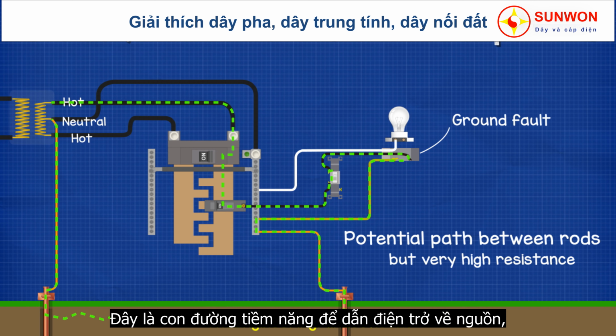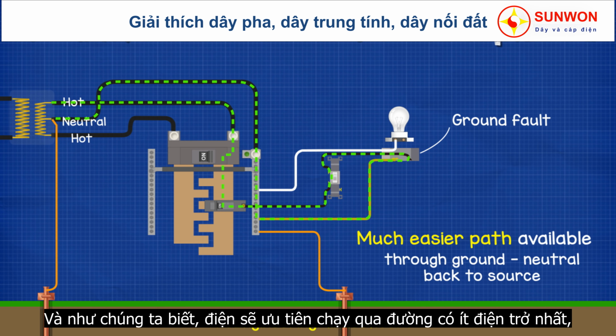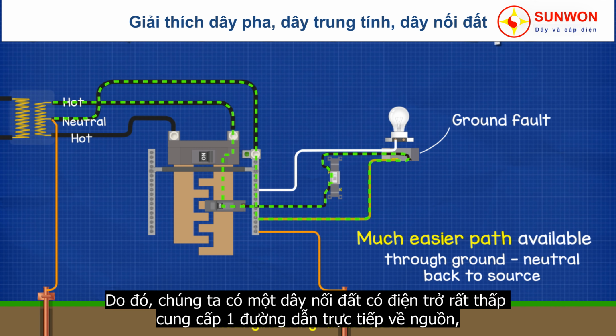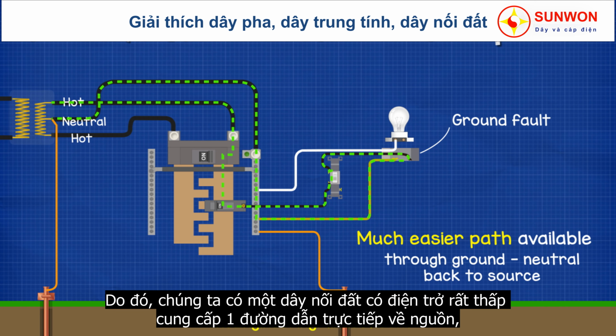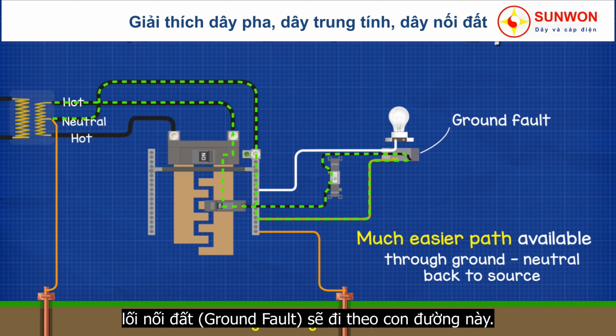But this path will have a very high resistance or impedance. And as we know, electricity will take preference over the path with the least resistance. So as we already have a very low resistance ground wire, which provides a path directly back to the source, the ground fault is going to take this route instead.